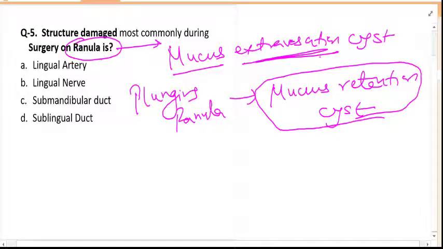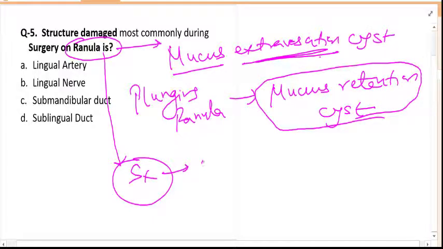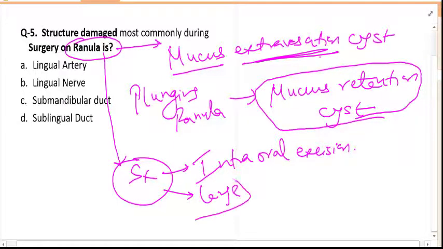Now, in case of ranula, treatment options: one is simple aspiration. With aspiration there is a very high risk of recurrence. So you will not just aspirate, you have to do surgery, that is surgical excision. Intraoral excision you do surgically. In case of a large ranula, you can go for marsupialization to prevent the risk of recurrence.